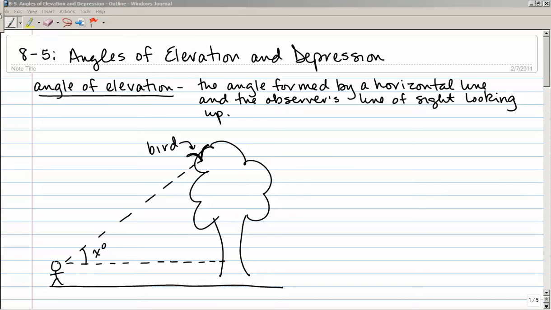So here's a diagram. We have a person standing here on the ground. That person's horizontal line of sight is right here, so we need to think of that as one side of the angle. And then this person is looking up at a bird in the tree. So that's their line of sight looking up. The angle of elevation is this angle right here labeled X. So it's formed by the horizontal line of sight and the line of sight looking up at something. That's why it's called elevation.